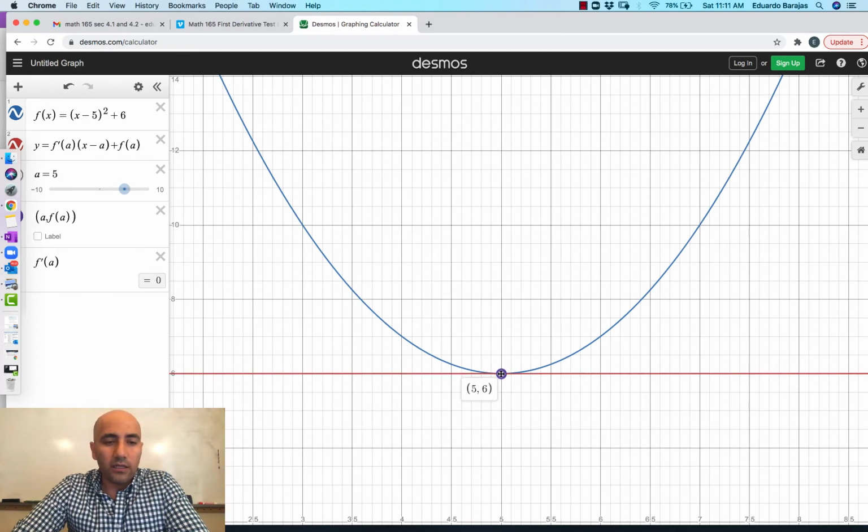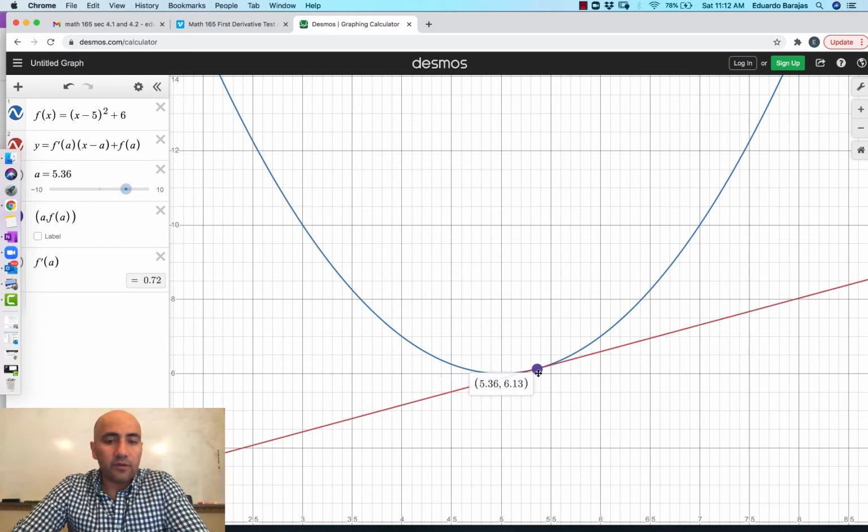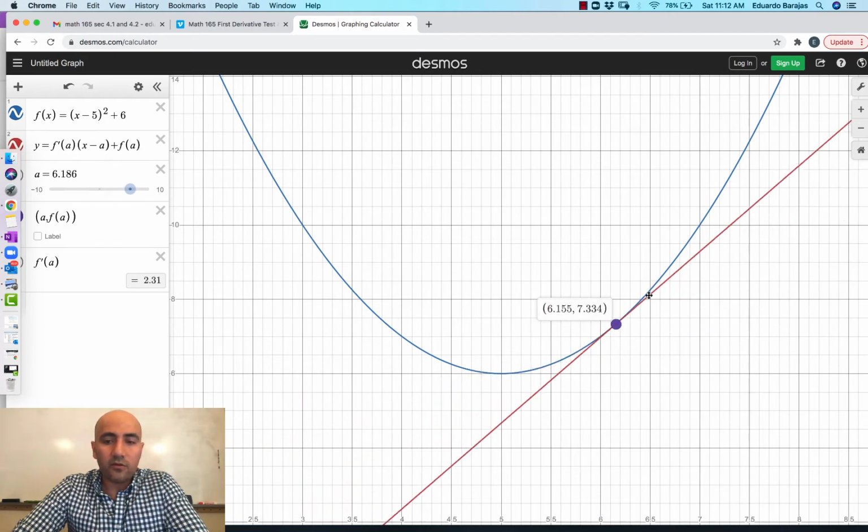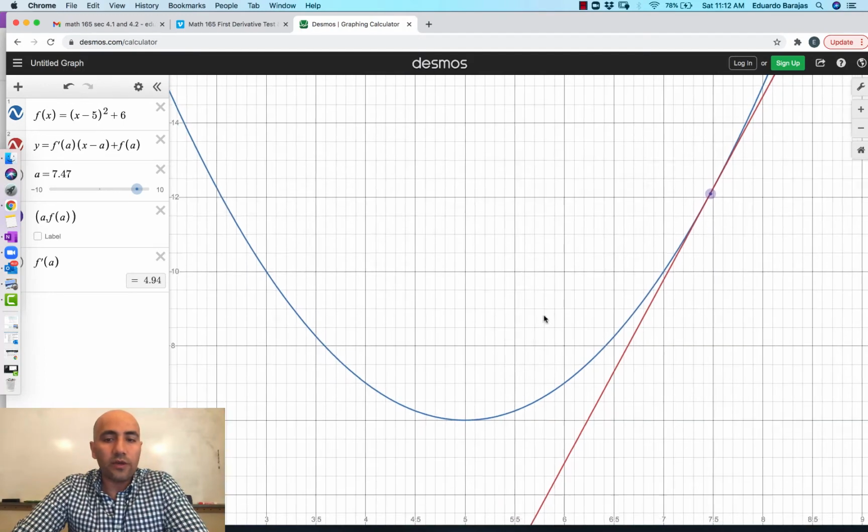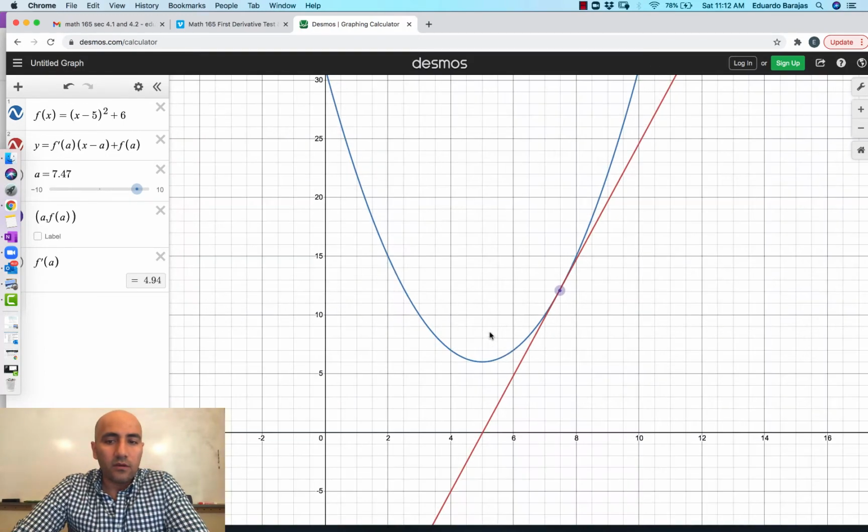And then when we go a little bit past that, the slope becomes a very small positive, and then a slightly bigger positive, and then a bigger one, and a bigger one, and it keeps growing and growing like that. Okay, so that's the pattern we want to focus on.